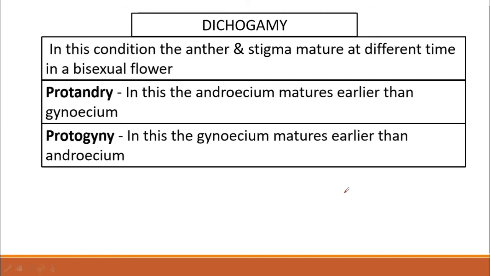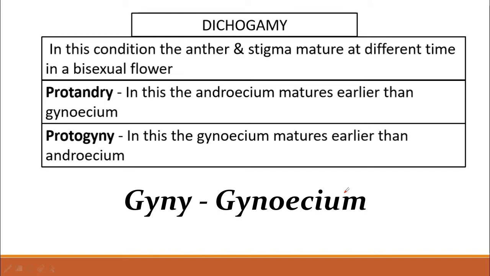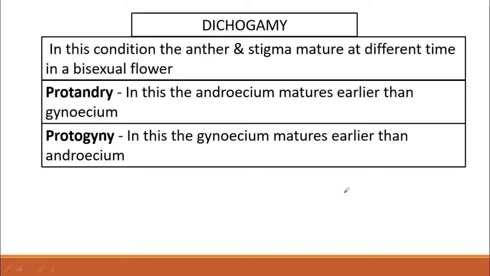The other way around, protogamy. As the suffix gyny says, in this particular mechanism the gynoecium matures earlier than the androecium. So the stigma becomes receptive far before the anther even starts releasing the pollen grains. This is how dichogamy helps in preventing self-pollination even in case of a bisexual flower.